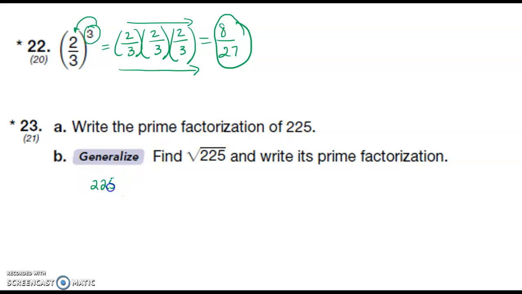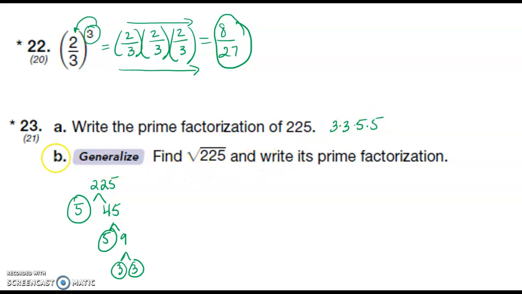All right, 23A, write the prime factorization of 225. Okay. Well, I know 5 goes into it, but I don't know how many times, so let me check my calculator. 45. Okay, this is something we can do, because this is 5 times 9, and this is 3 times 3. So this is going to be 3 times 3 times 5 times 5.